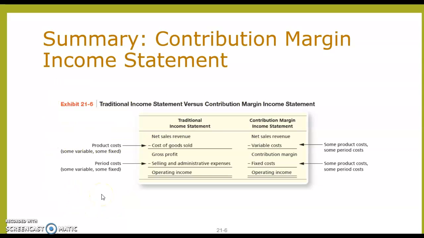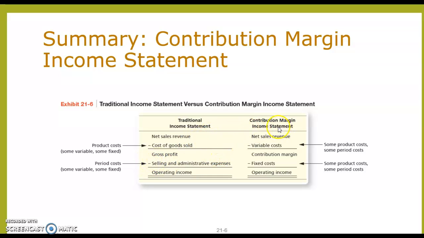Here this slide shows you again the comparison, the traditional absorption costing income statement: net sales minus cost of goods sold, which are the product costs, gives gross profit, and minus the selling and administrative expenses, our operating expenses, those are our period costs, and we get operating income or income from operations. That's the absorption costing, our traditional GAAP income statement. There's some variable and some fixed product costs, and there's some variable and some fixed period costs.